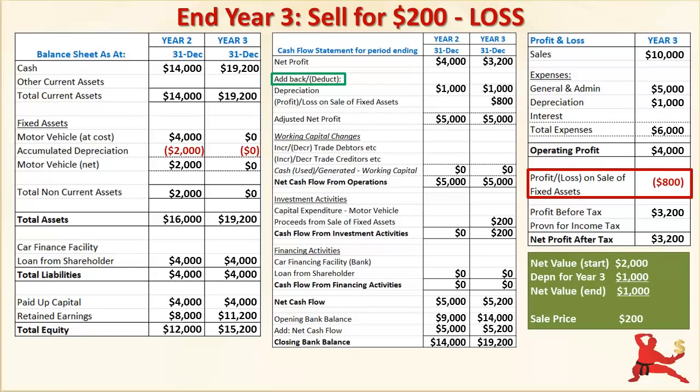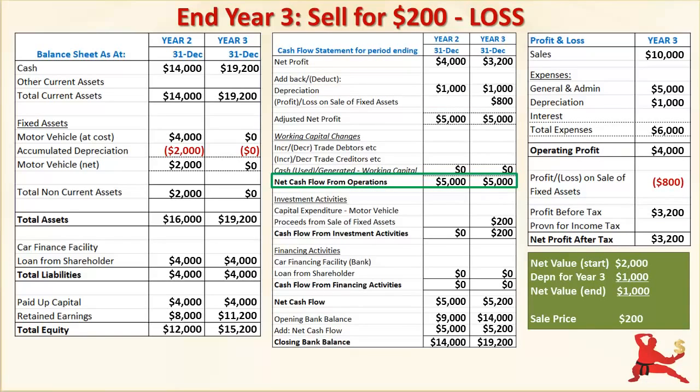In the cash flow statement, you add back the loss to the net profit figure to eliminate its effect from the operational cash flow. Notice how your net cash flow from operations is still $5,000, exactly the same as in the break-even and the profit scenarios? You made an accounting loss of $800 on the sale, but you still got $200 cash into the business. That cash inflow is picked up under investment activities in proceeds from sale of fixed assets. So your overall net cash flow for year 3 is $5,200, $5,000 from your operating activities and $200 from the sale of the car.